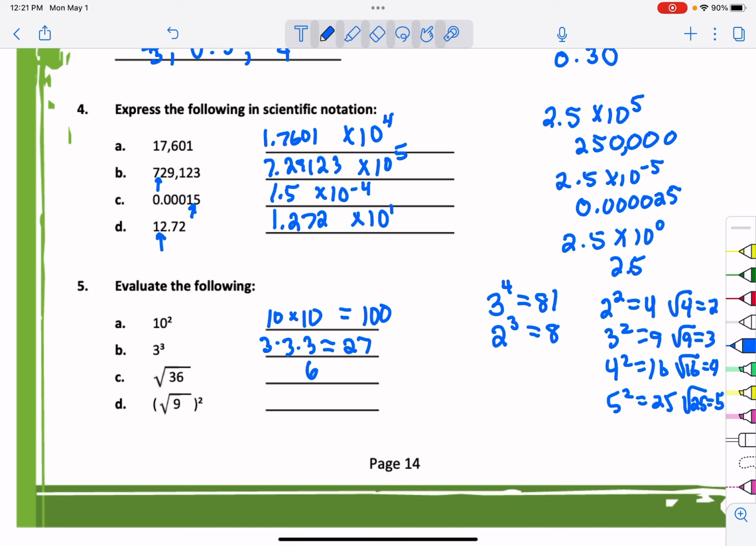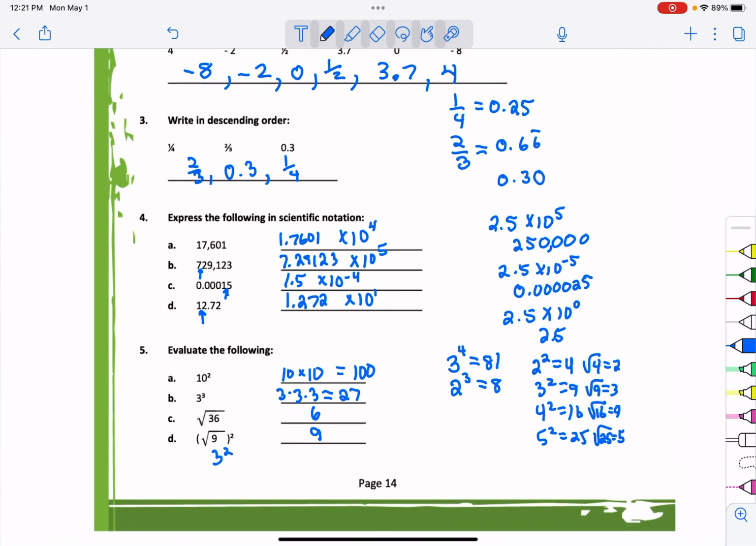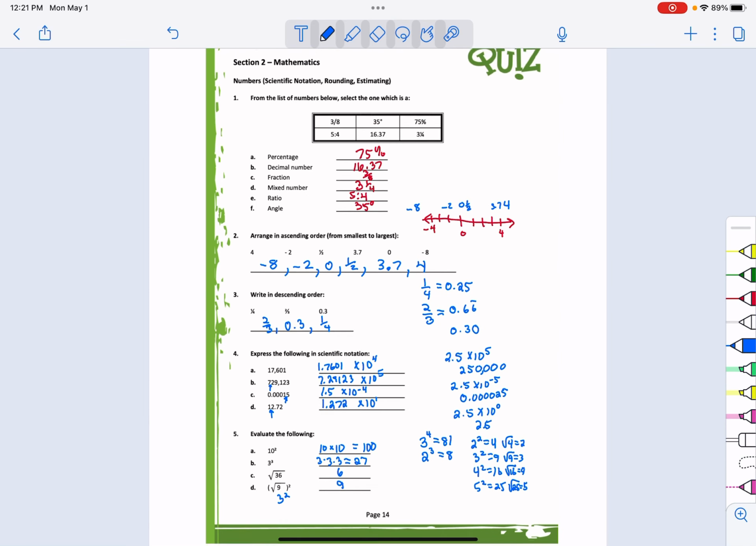Now, D is kind of a trick because these two things should cancel each other out, but let's check it. If I take the square root of 9, what number squared is 9? That's 3. But if I have a square in it, it goes right back to 9. So they just wanted to illustrate that those two things are opposites of one another. So there's a little bit of review math for you.